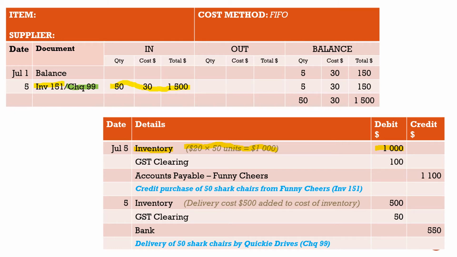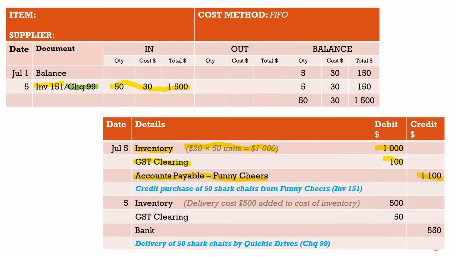So this is only the supplier cost. We add the GST by debiting GST clearing $100. And we credit accounts payable Funny Chairs for the total of $1,100 owed to the supplier.